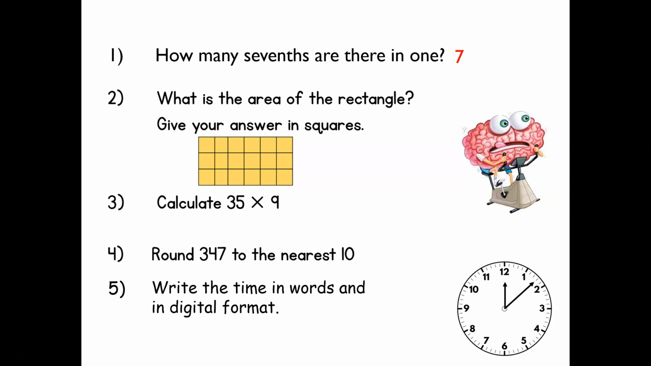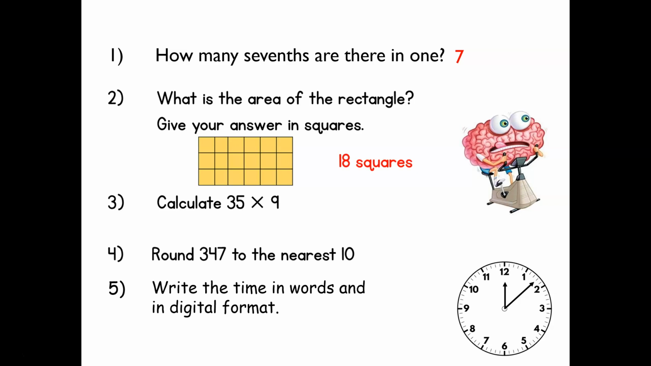Question 2 asks us to calculate the area of the rectangle. I can see there are 3 rows of 6. I can find the area of this rectangle by multiplying adjacent sides, the length and the width, or vice versa. 3 times 6 is equal to 18, so the area is equal to 18 squares.